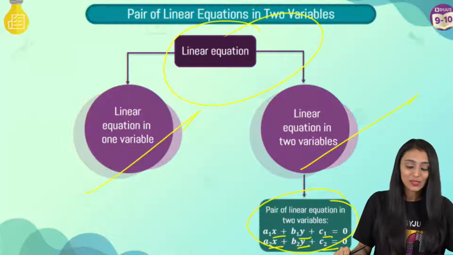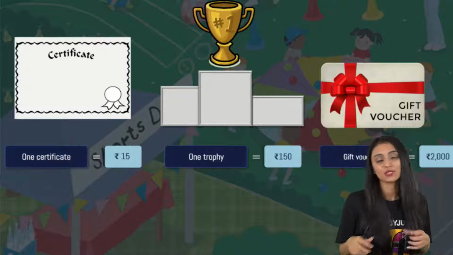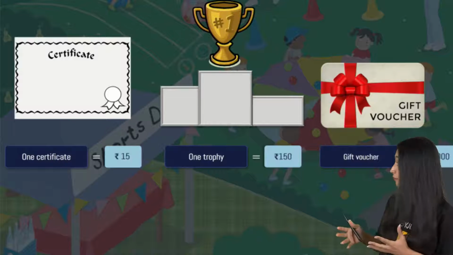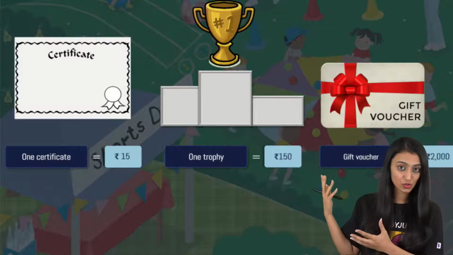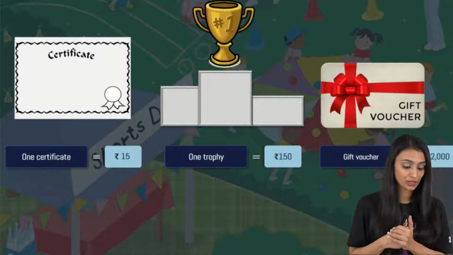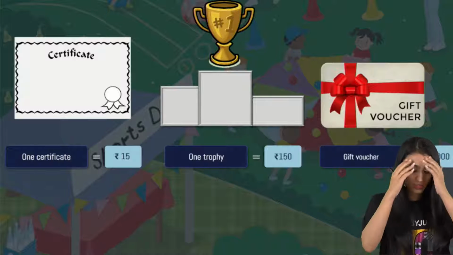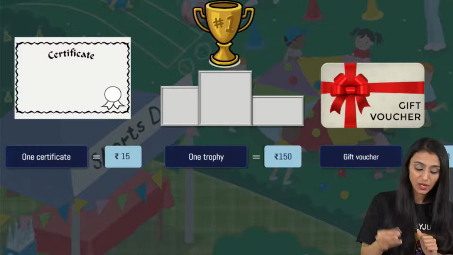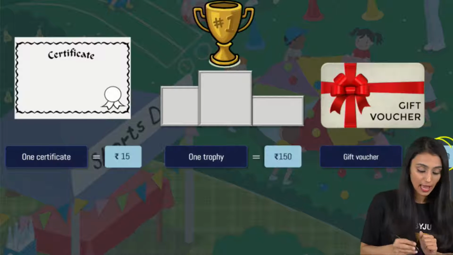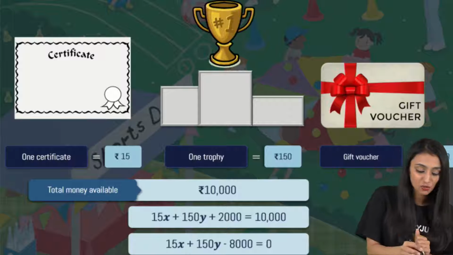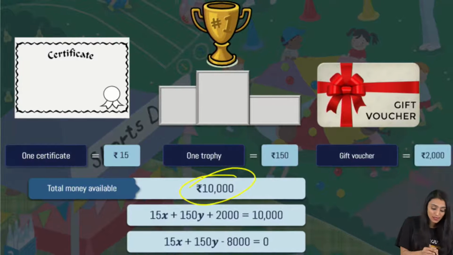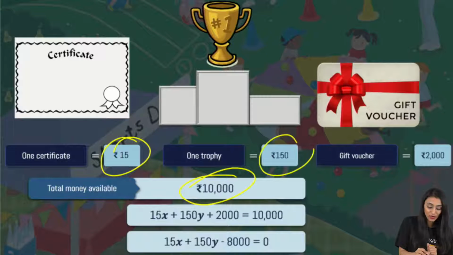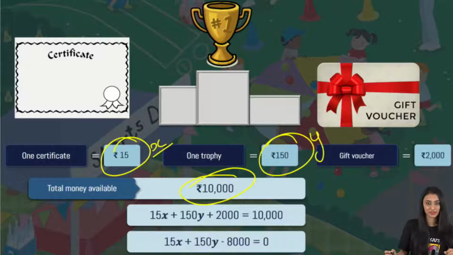All right. Now let's suppose I have to distribute this certificate, this trophy and this gift voucher to the good players of the cricket team. I don't know how many certificates we would require, how many trophies, but I know the gift voucher is for rupees 2000 and the total available money is rupees 10,000. The price for one certificate is rupees 15, and for one trophy rupees 150. Let's suppose I'm giving certificates to x number of players and trophies to y number of players.